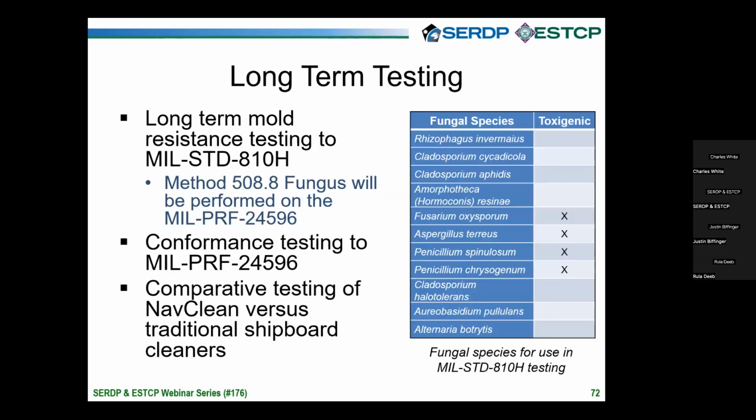The long-term testing will be done in accordance with MIL-STD-810H, where fungus is introduced to the material and then to the coating, and then subjected to high growth, high humidity, favorable conditions. Conformance testing will be done in accordance with MIL-PRF-24596. Then comparative testing of NavClean versus traditional shipboard cleaners on the 11 selected molds will be performed to ensure high compatibility of the cleaner and support transitioning NavClean to ship's force.